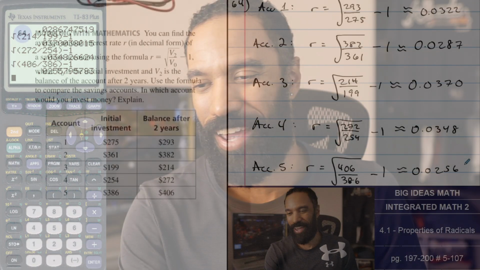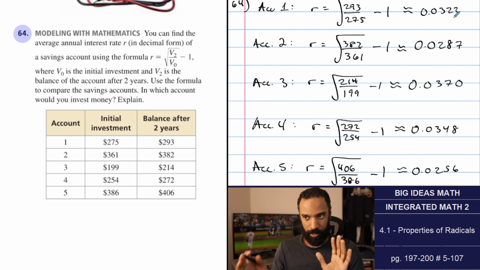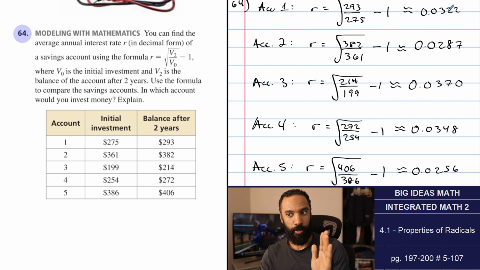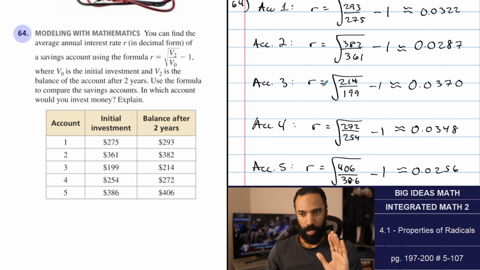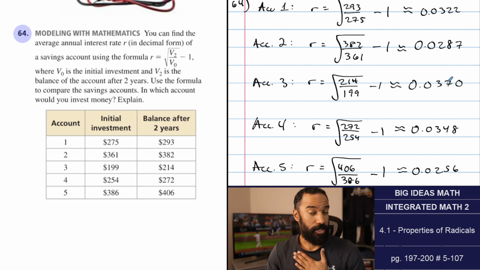Excuse me. Okay, so let's compare these 5 values right here. Now, these are interest rates. These are the decimal equivalent of some percentage. This is like 3.22%, 2.87%, 3.7%, 3.4%, 2.56%. Account 3 yields the largest interest rate.